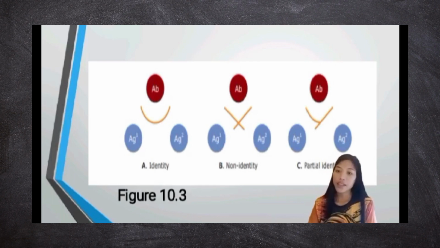In letter A, which is identity, the arc symbol indicates that the two antigens, AG1 and AG2, are identical. In letter B, which is non-identity, two crossed lines represent two different precipitation reactions, so the antigens share no common epitopes. And letter C, which is partial identity, AG1 and AG2 share some epitopes.